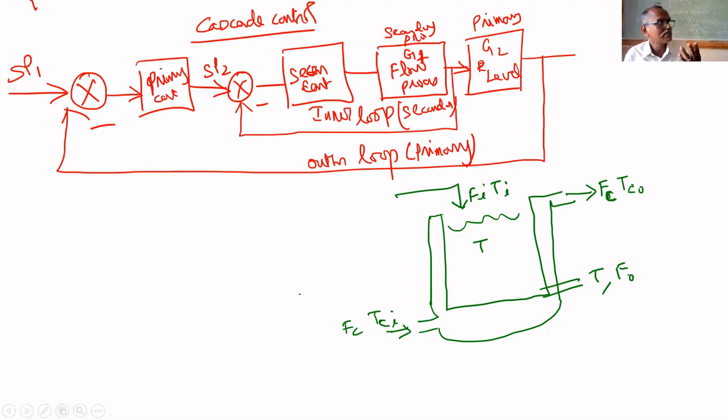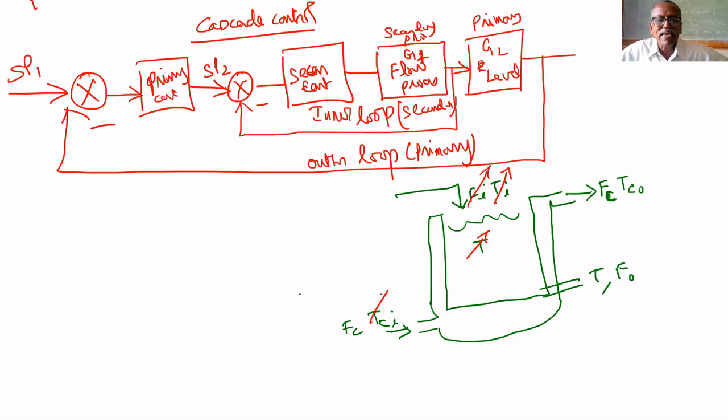Am I correct or not? If any change in Ti, inlet temperature changes, T will change. I am interested in controlling T. T is the primary variable. For better quality of the product, T should be maintained constant. If Ti changes, T will change. Fi changes, T will change.